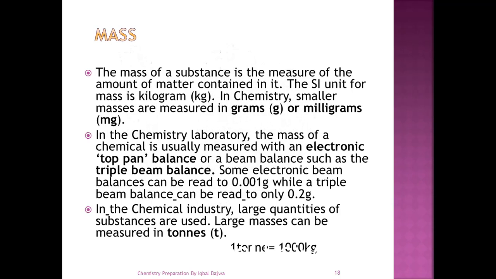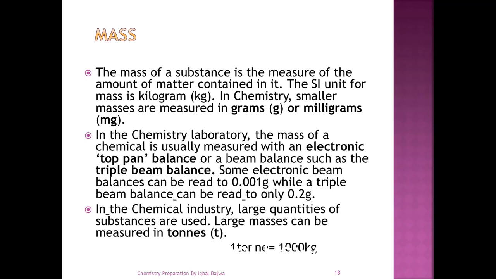Mass. The mass of a substance is the measure of the amount of matter contained in it. The SI unit for mass is the kilogram. In chemistry, smaller masses are measured in grams or milligrams. In the chemistry laboratory, the mass of a chemical is usually measured with an electronic top pan balance or a beam balance, such as the triple beam balance. Some electronic balances can be read to 0.001 gram, which shows their accuracy, while a triple beam balance can be read to only 0.2 gram.